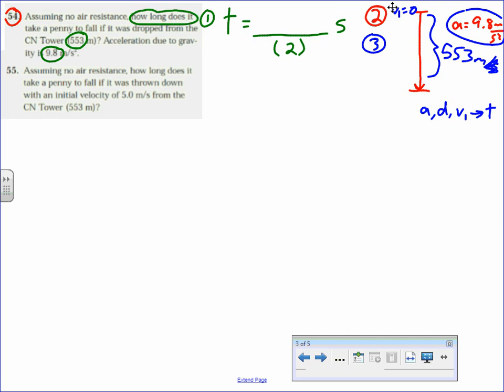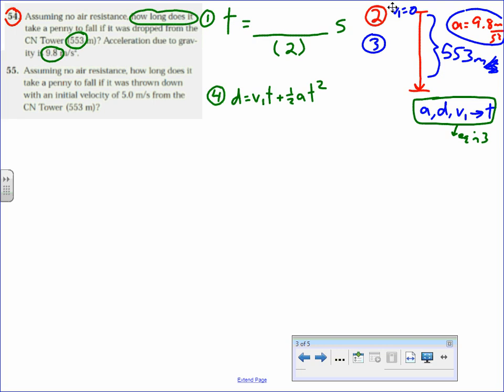Step 4, formulas that could possibly be involved. Well, we have 4 of the 5 kinematics variables. We're missing v2, which means this is going to be equation 3. Equation 3 is the distance is equal to the initial speed times the time plus 1/2 acceleration times time squared. Really all we have to do, because we're being asked to solve for time, is rearrange this equation for time.